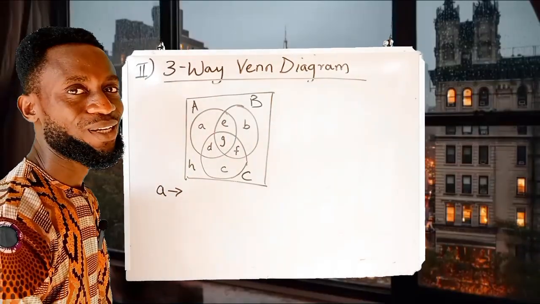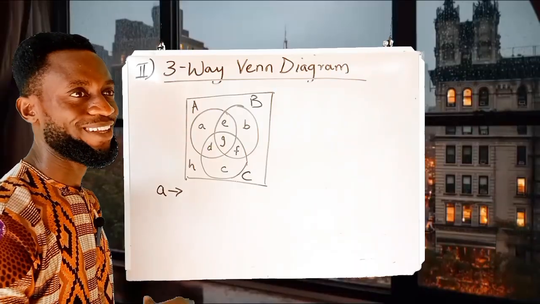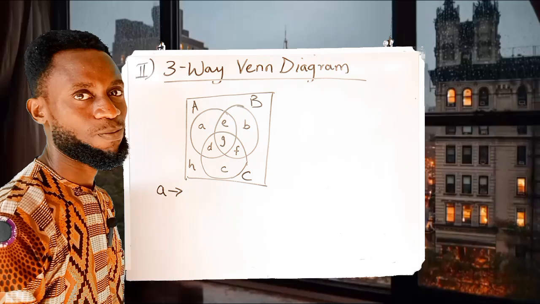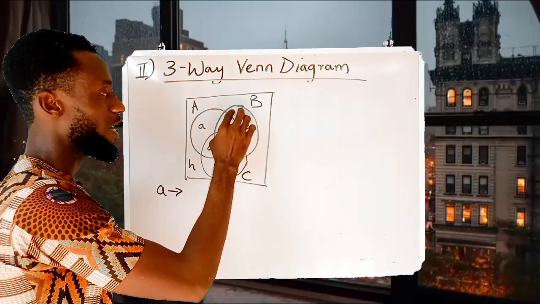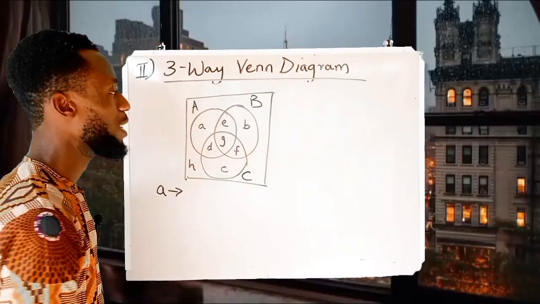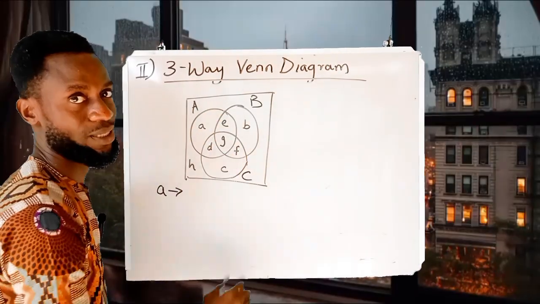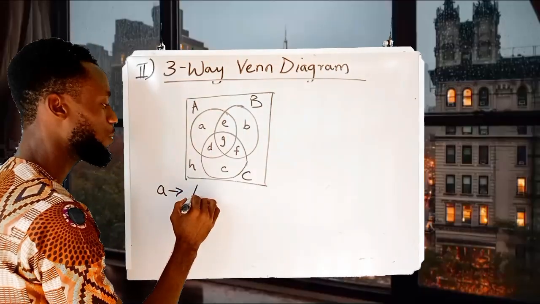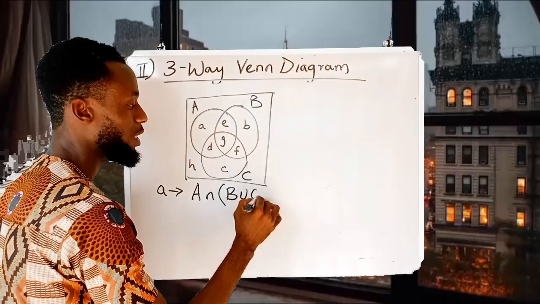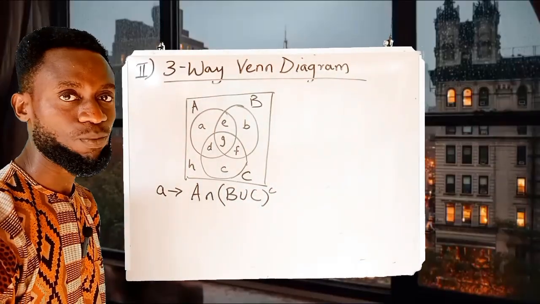If you remember what we did in the two-way Venn diagram, to get A only, we literally just did A intersecting the complement of the rest. So it was A intersect B complement. Now if you observe, there are 2 sets that do not have business with it. So that means it's going to now be A intersecting the complement of B and C. Nice and simple. So this simply becomes A intersect B and C complement. That's what I mean by the complement of B and C.